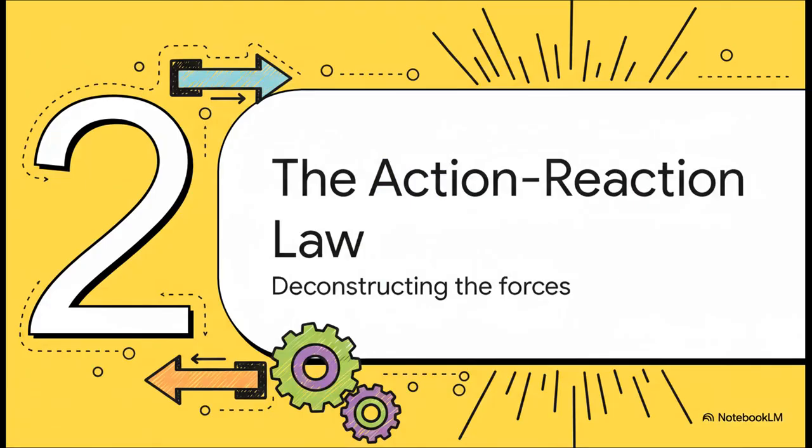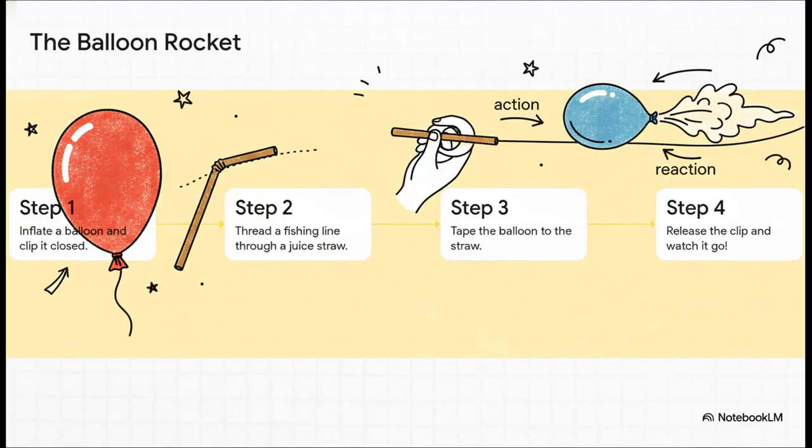So, that brings us to what we call the action-reaction law. This is where we're going to really break down the forces at play and get to the bottom of what action and reaction actually are. You can actually see this law perfectly with a super simple experiment. Just imagine blowing up a balloon, taping it to a straw that's on a string. The second you unclip it, air rushes out the back. That, right there, is the action. And the reaction, the balloon zips forward along the string. So you see, the balloon pushes the air, and at the exact same time, the air pushes the balloon.